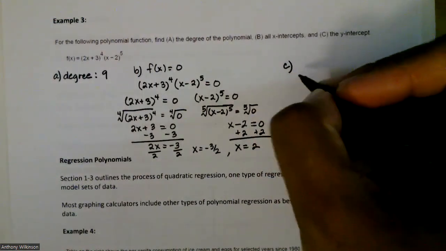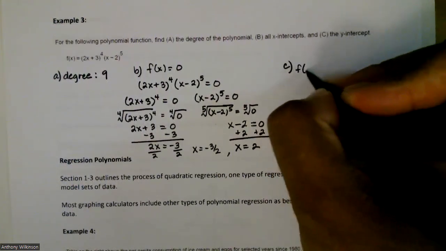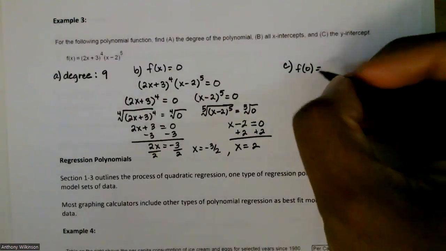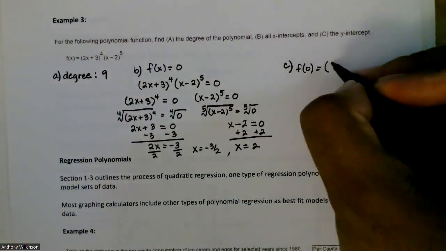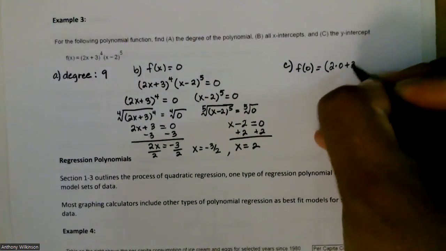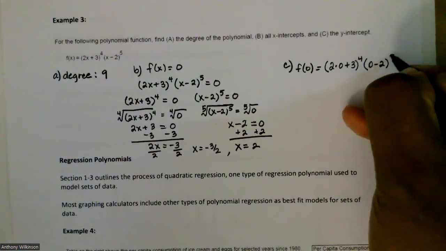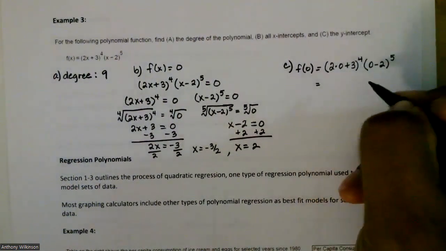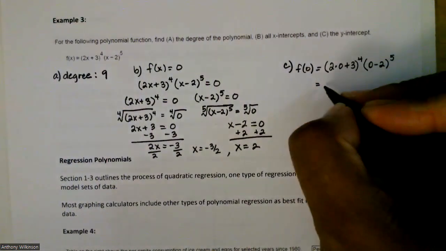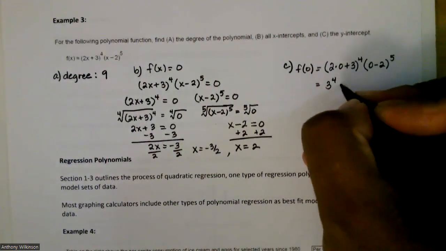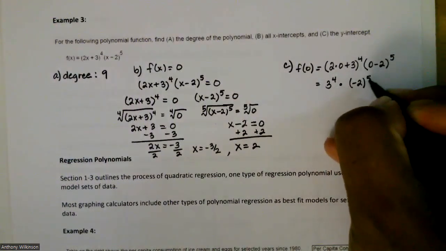And then part C is finding the y-intercept. To find the y-intercept, we just substitute 0 in for x in that polynomial function here. So I have f of 0 is equal to (2 times 0 plus 3) to the 4th, times (0 minus 2) raised to the 5th. Now let's simplify what's in the parentheses. 2 times 0 is 0 plus 3 is 3. So I have 3 to the 4th times negative 2 raised to the 5th.